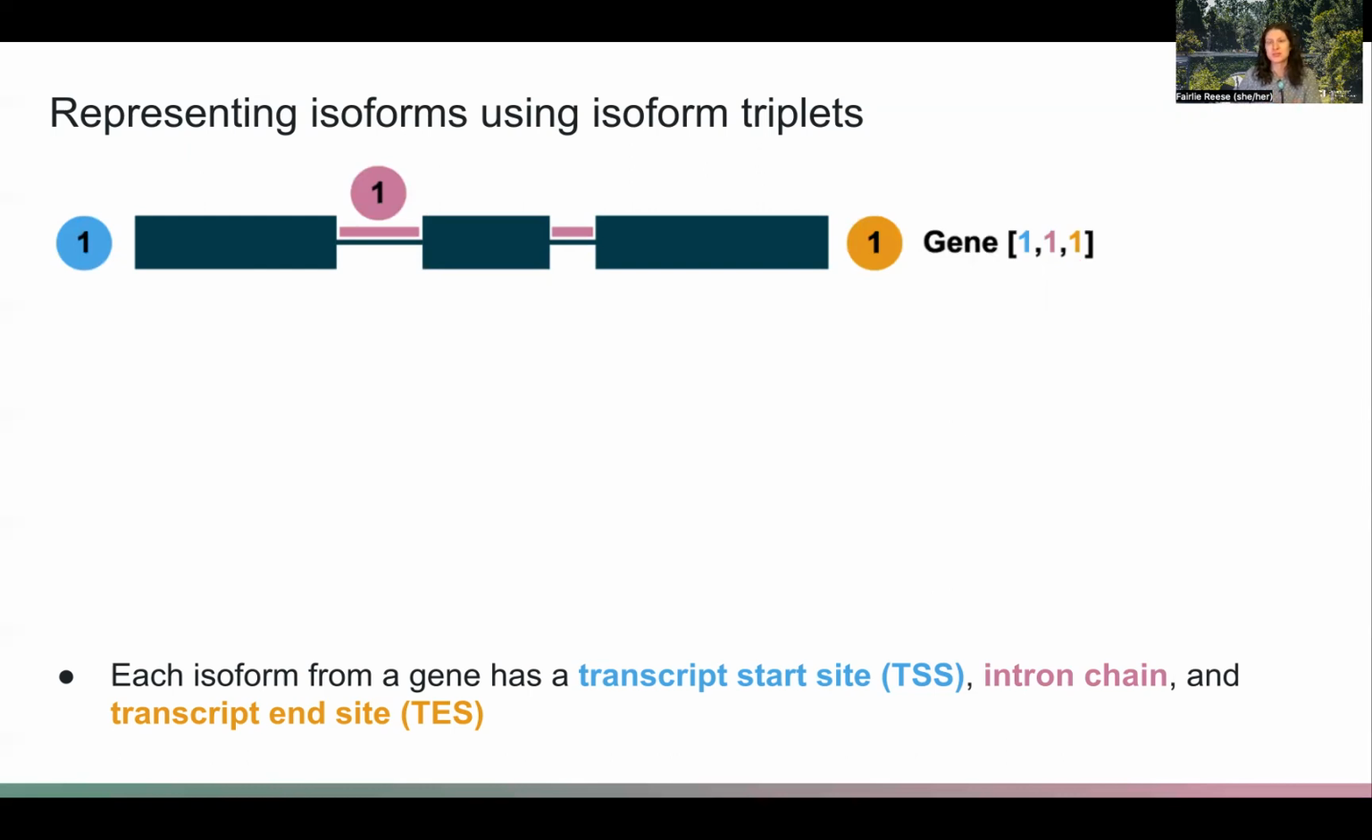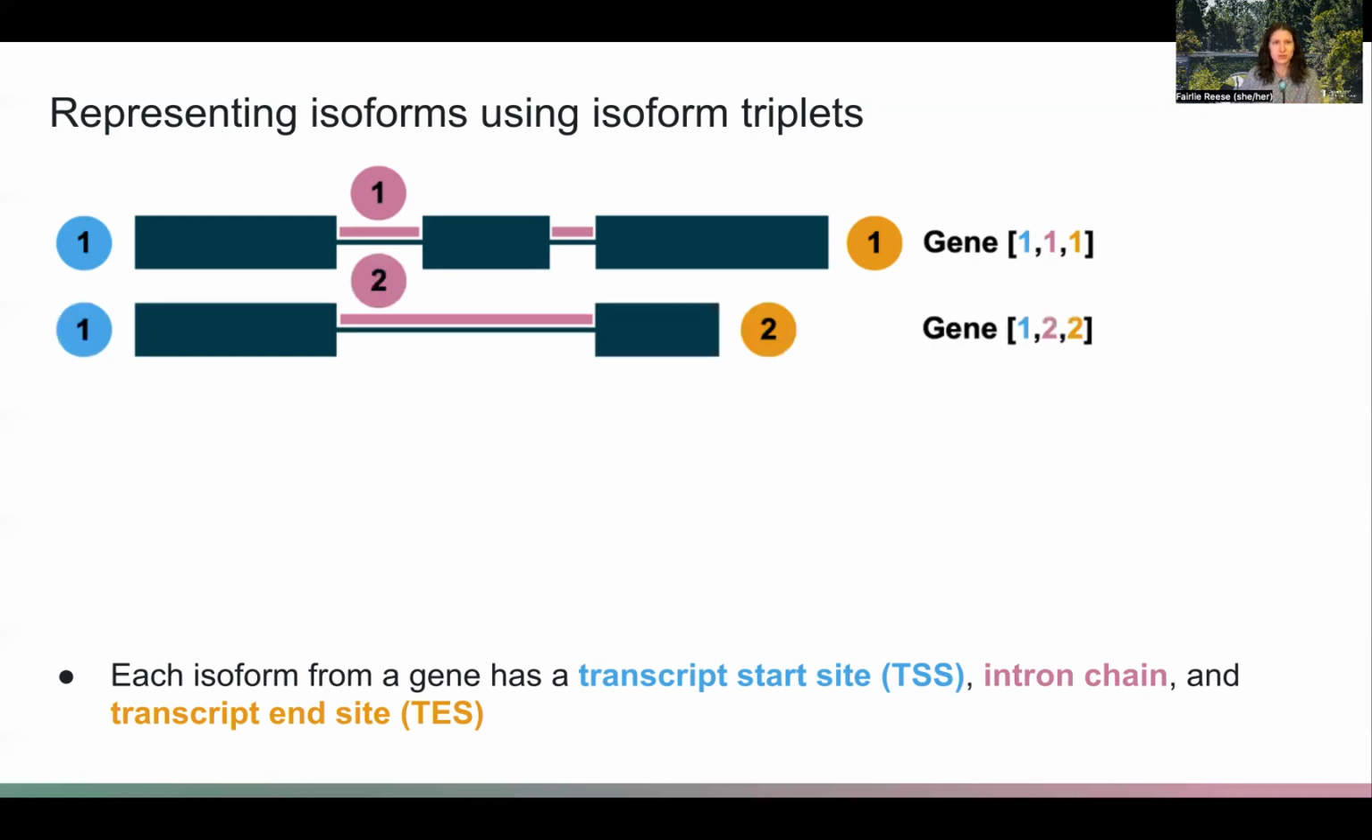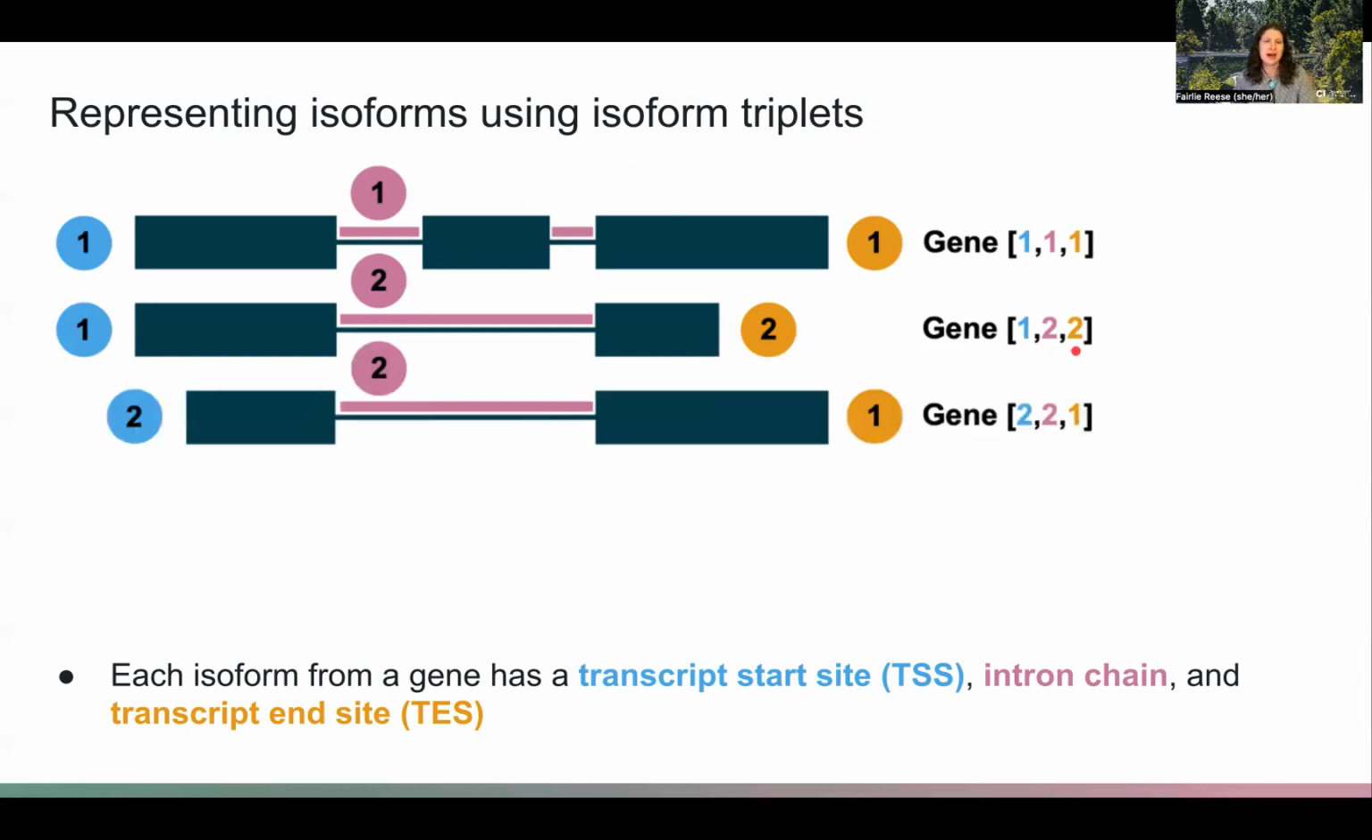Now, as we add isoforms, we can increase these numbers as we see new unique features to this gene. So if we add this transcript, which includes a new intron chain and a new TES, we can now call this gene 122. And finally, if we add this last transcript here, which introduces a new TSS, we can call it gene 221. And this naming strategy allows us to easily compare the content or structure of each transcript within a gene just based on their names.